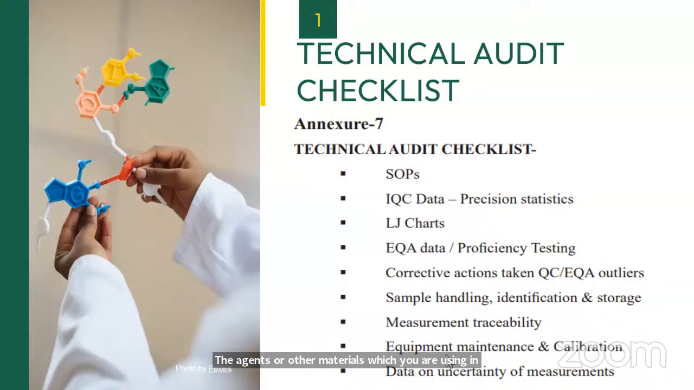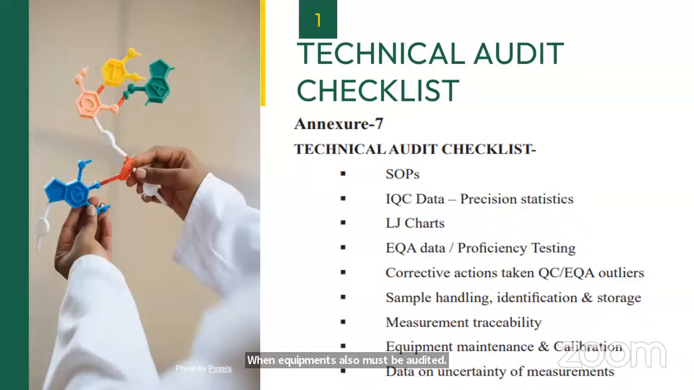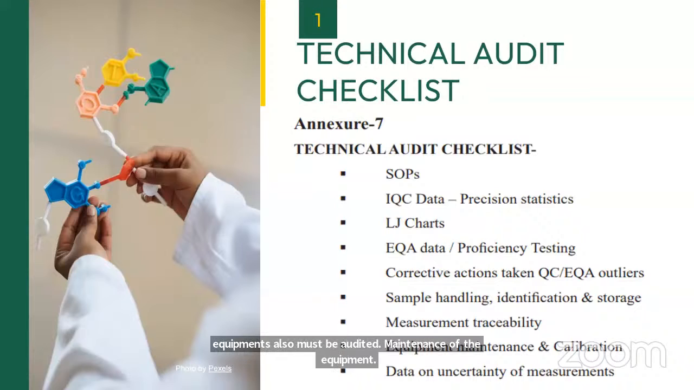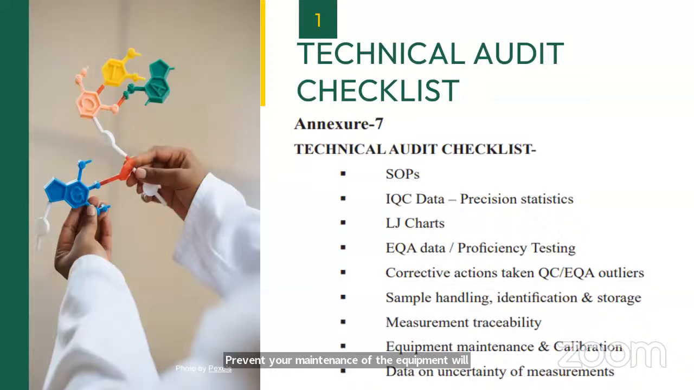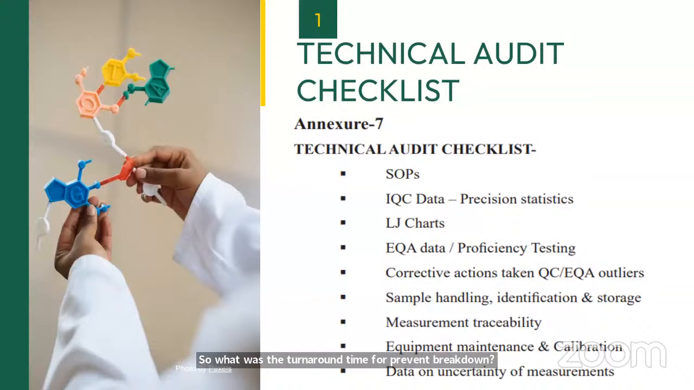Then equipment also must be audited. Maintenance of the equipment, preventive maintenance of the equipment. Maintenance will be of two types. One is preventive maintenance and one is breakdown maintenance. So what was the turnaround time for breakdown maintenance? How many hours or how much time was the equipment down? What alternative arrangements did the laboratory make during those maintenance procedures? That also you have to check.